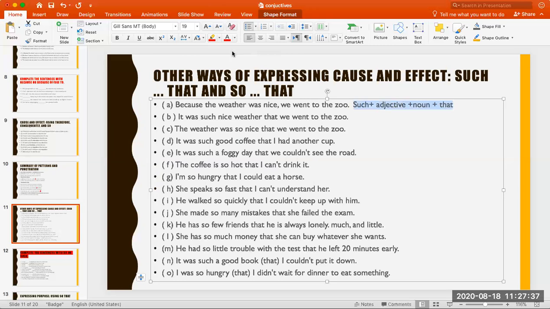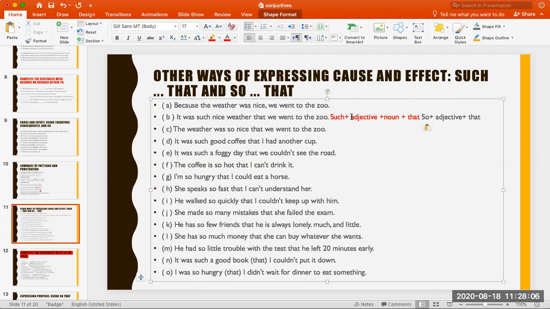This is one thing here. However, if you use so plus adjective plus that. The thing is that we add a noun with such. Anyway, because the weather was nice, we went to the zoo. It was, look at this, it was such nice weather. Remember, we don't say such a nice weather because weather is uncountable.